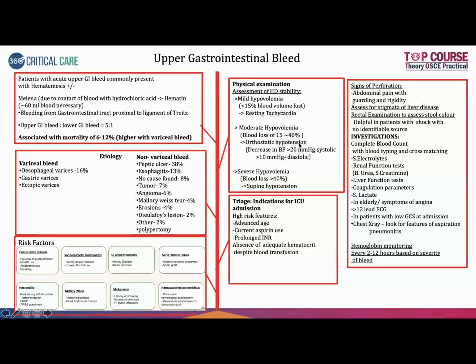Whereas if the patient has orthostatic hypotension, that is a decrease in the blood pressure of more than 20 systolic or more than 10 diastolic, it means the patient has a blood loss of around 15 to 40%. That is moderate hypovolemia. If mildly hypovolemic, the patient can have resting tachycardia. The other signs you can elicit are signs of peritonitis. The patient can have abdominal pain, guarding, and rigidity.